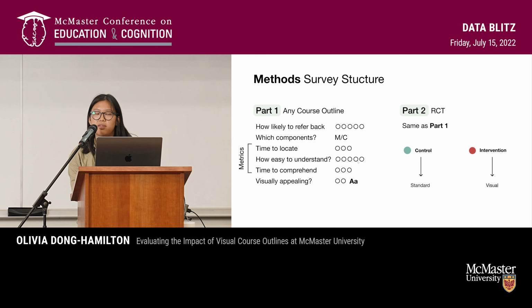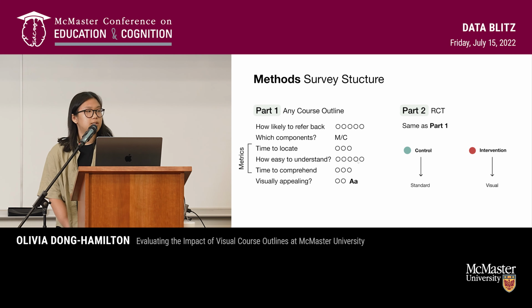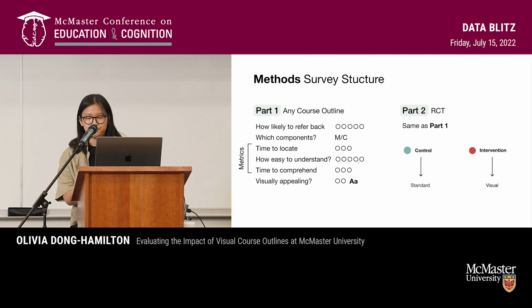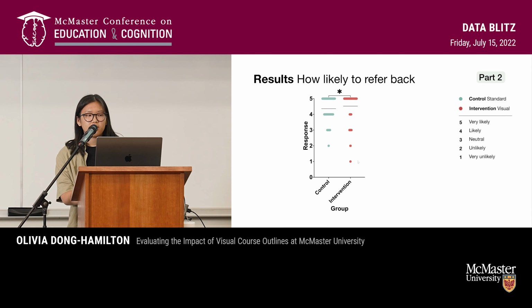Part 2 is just the same thing, but here we've put in our randomized control trial, so we split the control group and the intervention groups. The control group received the standard outline, and the intervention group received the visual outline. So here are some of the results.